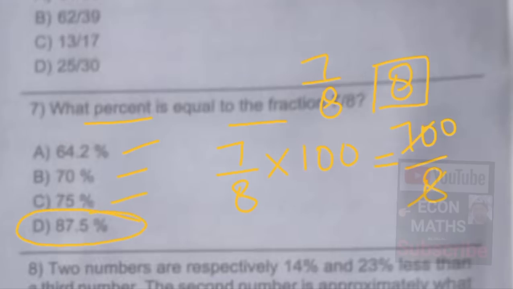Next question is, what percent is equal to the fraction of 7 by 8? So it is a very easy question. We just multiply the fraction by 100%. So this will become 700 divided by 8, and this will come out to be, 8 8s are 64. So we have 8 here, so we can eliminate the options. So the correct option should be 87.5. 87.5 should be the correct option.